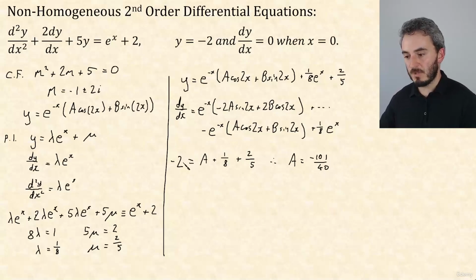This one here, we get dy by dx is 0 when x is 0. So 0 equals e to the 0 is 1. In the bracket, sine 0 is 0. We have 2b times cos of 0, so that's 2b. Then minus e to the 0, which is 1. And in the bracket, a times cos of 0, so that's a. And then it's just plus 1/8.